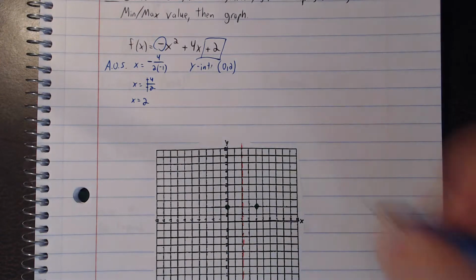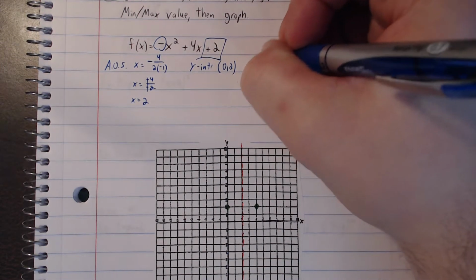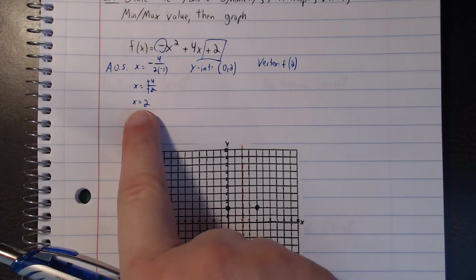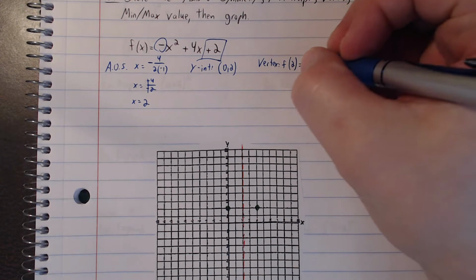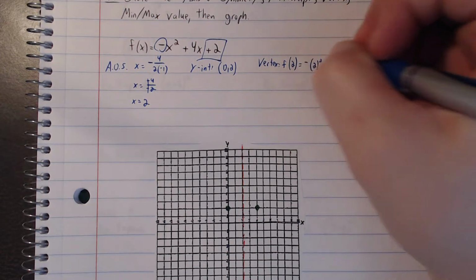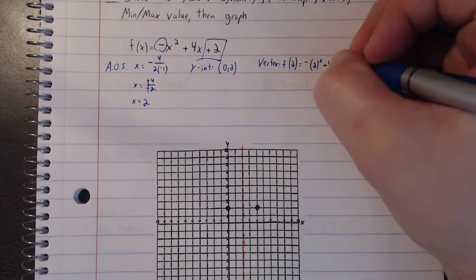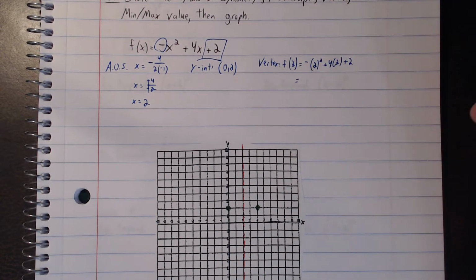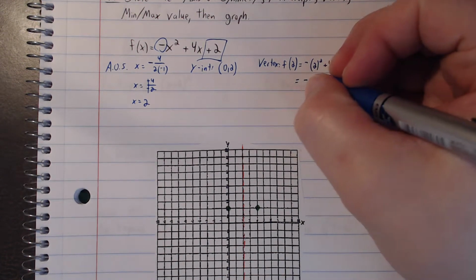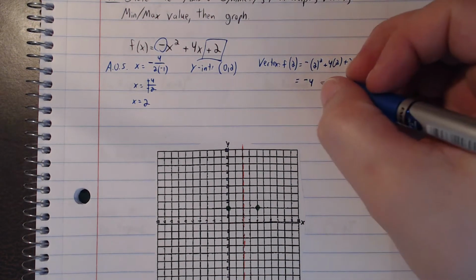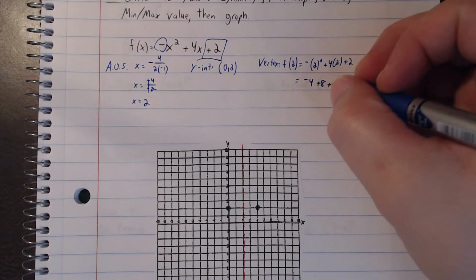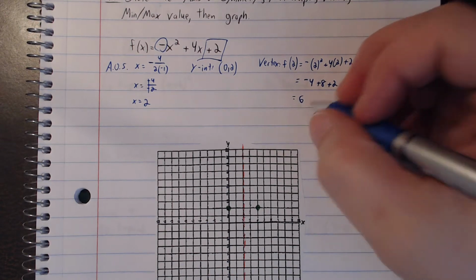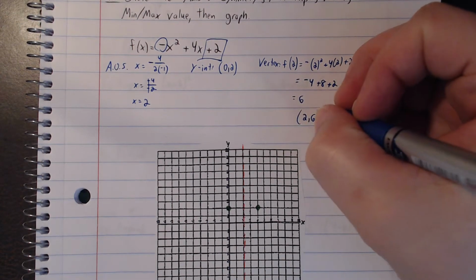Okay, next we need to find the vertex. Vertex. We're going to evaluate the function at 2, or at our x value. So we want negative times 2 squared plus 4 times 2 plus 2. 2 squared is 4, and we still have that negative, so it's going to be -4. 4 times 2 is 8, and when we combine those things, we end up getting 6. So our vertex is going to be 2, 6.